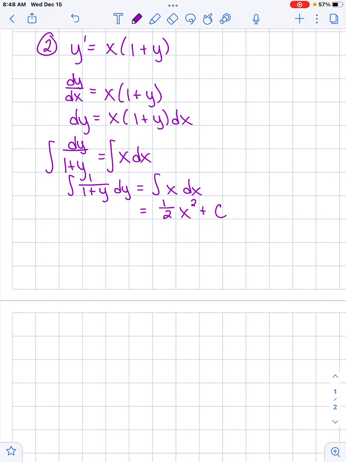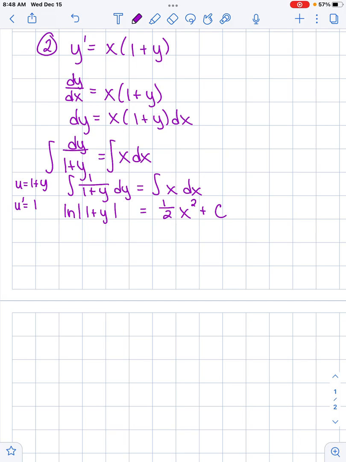Now when I find the antiderivative of the left-hand side, I notice that this looks like it's probably in the form of u prime over u. U is 1 plus y, and since we're differentiating with respect to y because of that dy there, u prime is 1, or dy, however you want to call it. So u prime is 1. This is in the form of u prime over u, so the antiderivative is the natural log of 1 plus y. Plus a constant, of course, but I move the constant over to the other side.